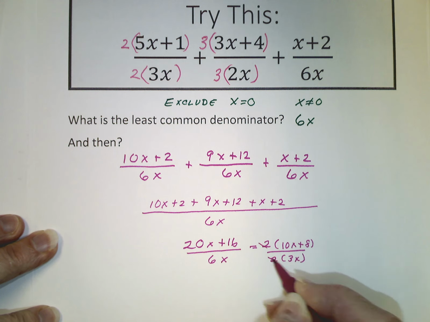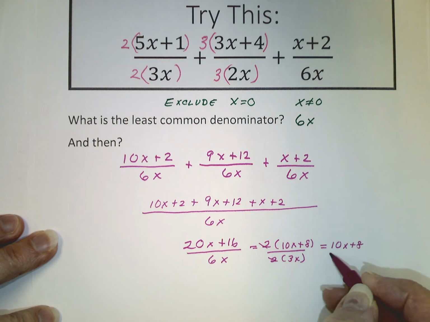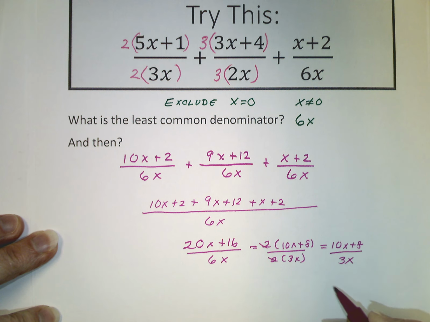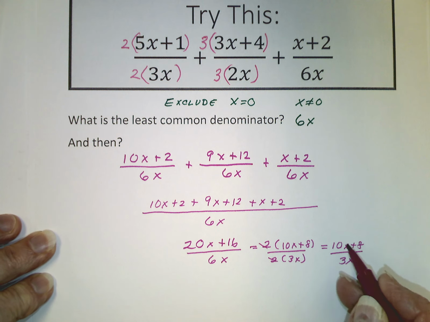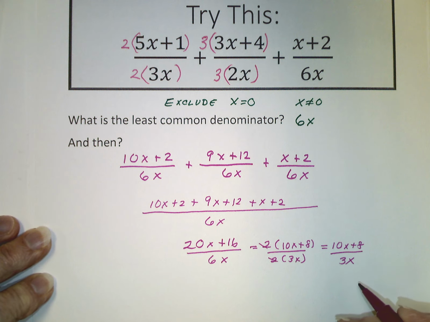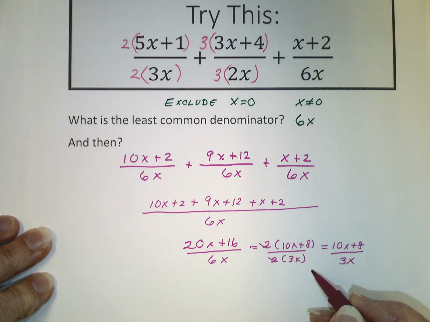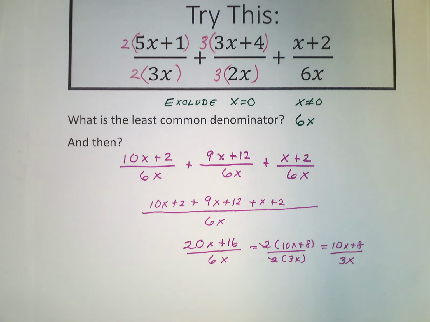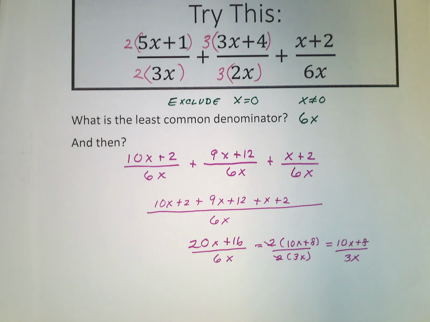And then the 2's cancel out. We have 10x plus 8 over 3x. You can leave it like that. If you want to factor 2 out of the numerator, that would be fine also. Don't cancel out the x's. We can only cancel out factors, things that are being multiplied. And now we'll get to some more that are more pre-calculus speed.